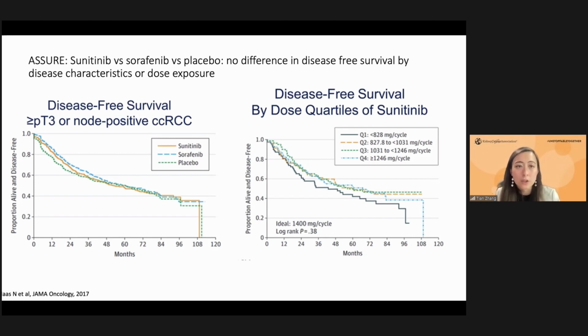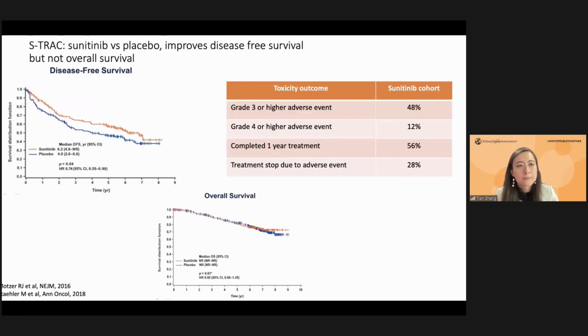This was a trial called ASSURE, treatments with sunitinib versus sorafenib versus placebo. There was no difference in disease-free survival outcomes or delay of treatment recurrence. But there was a trial called S-TRAC, sunitinib versus placebo, which improved the disease-free survival interval, but not overall survival. So it delayed time until disease recurrence, but didn't necessarily get patients to live longer when they were treated with a year of sunitinib versus placebo.